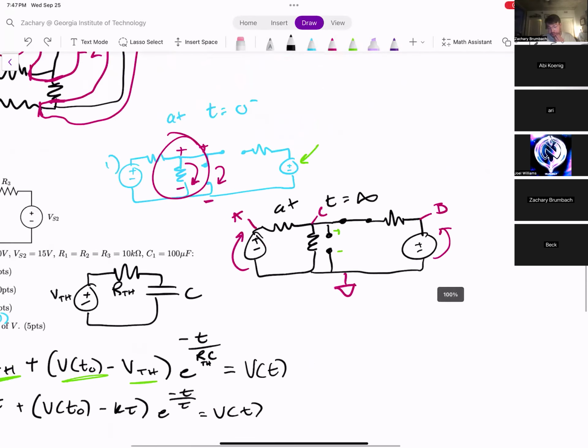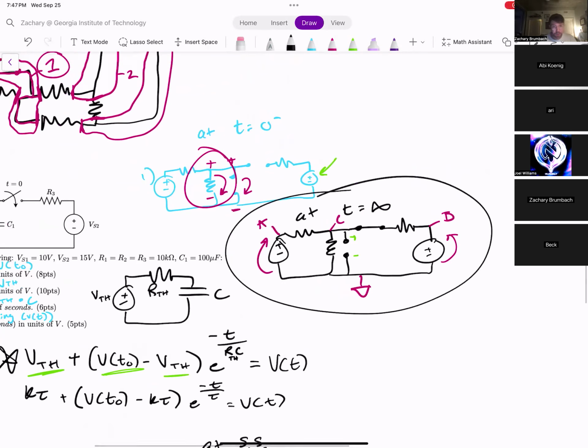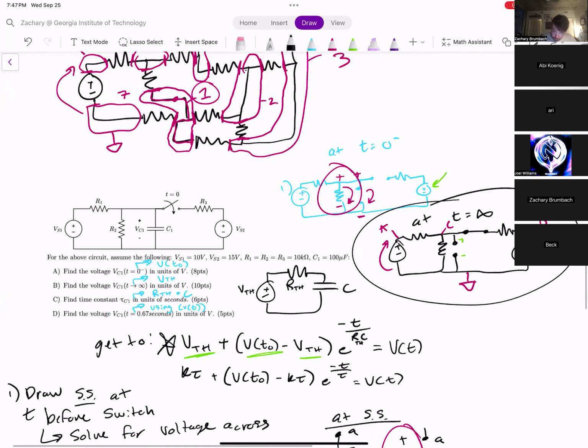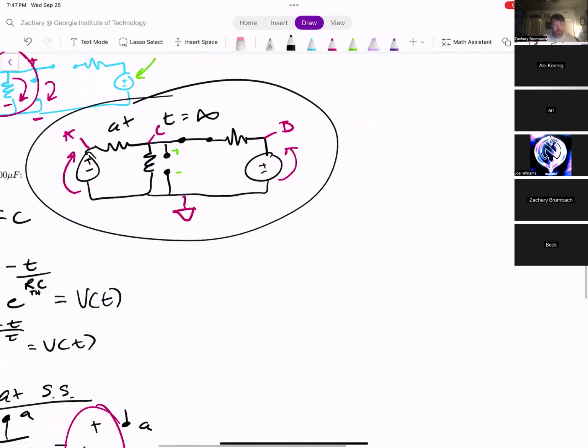So for VTH and RTH, we're going to be looking at time infinity. Okay. So let's solve this. I would do this again with node analysis. Is that okay, or would you like to do mesh? Going once, node analysis, twice. Node analysis it is. So remember the steps for node.